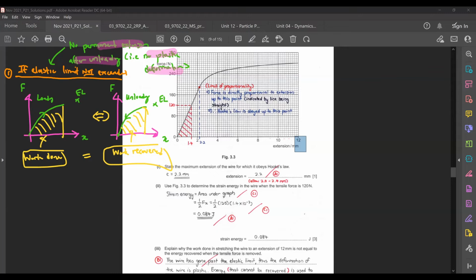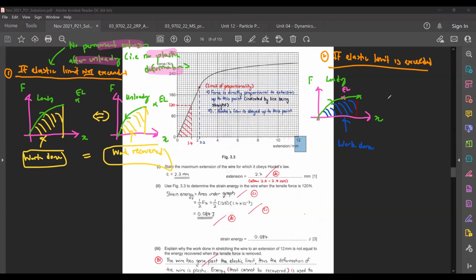If the elastic limit is exceeded, your graph will be something like this. Let's just say this is my EL, I go and load it all the way to here. This is the loading case. F versus X, it's the same thing. This one here will be the work done. The area under this graph will be the work done.